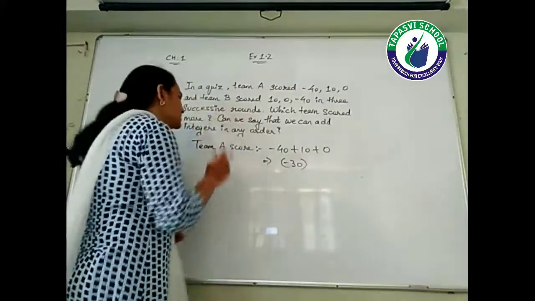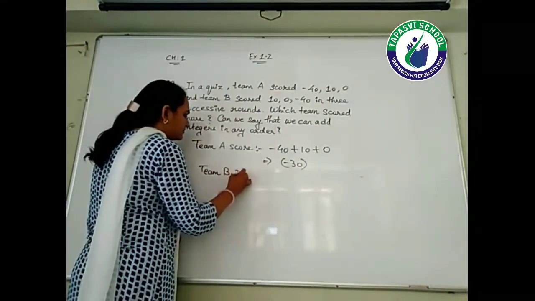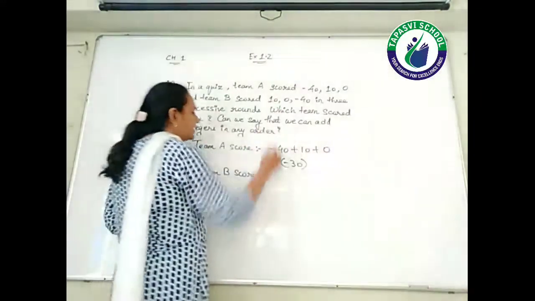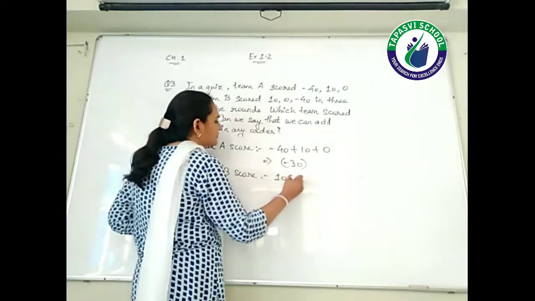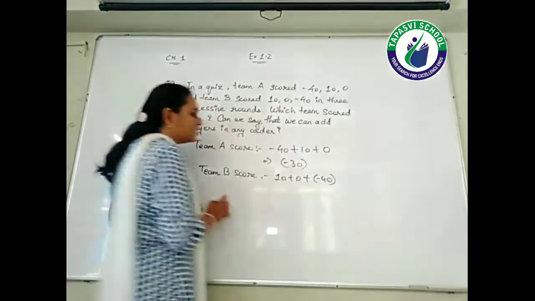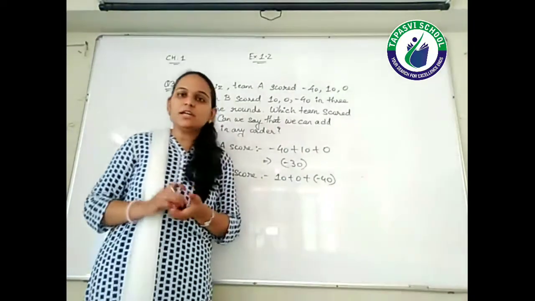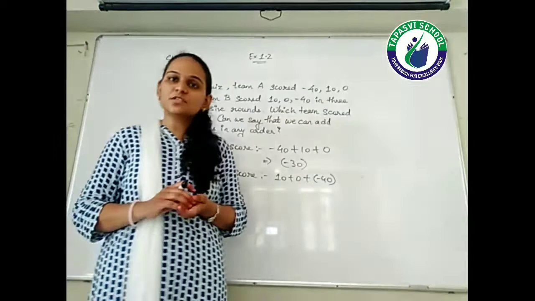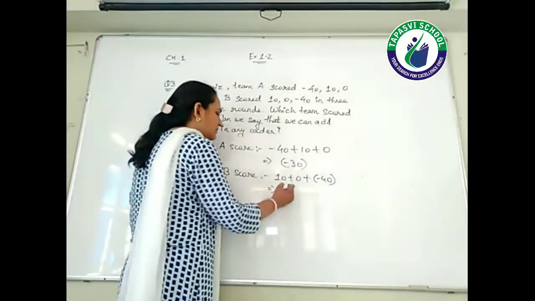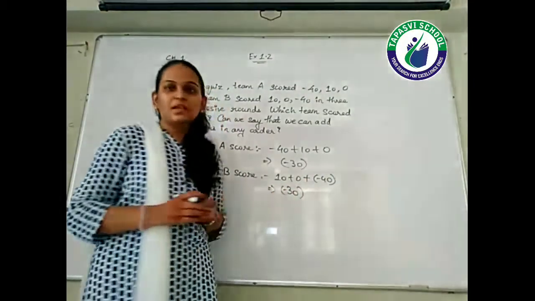Now next one is team B score. Team B score is 10, 0 and minus 40. Right? Now again here 10 and minus 40 both are having different signs, so we need to subtract them. So 40 minus 10 is 30, and 40 is greater, so I am going to give the negative sign to it, right?